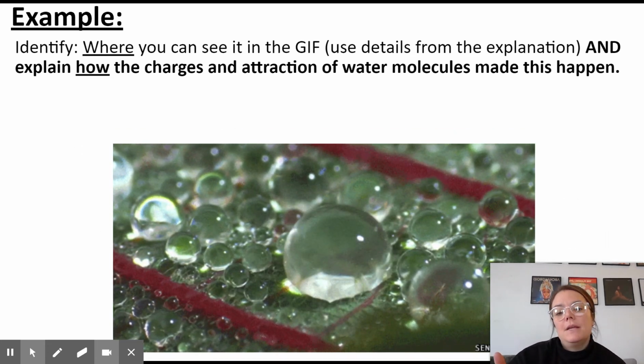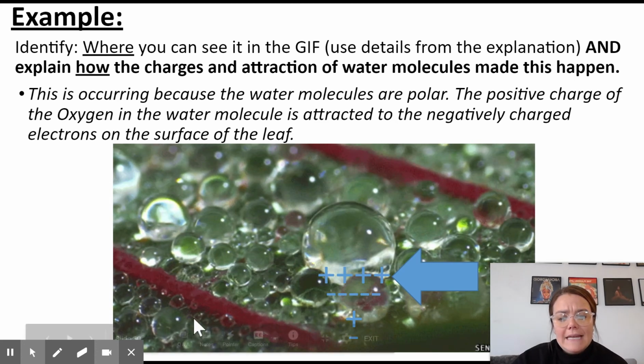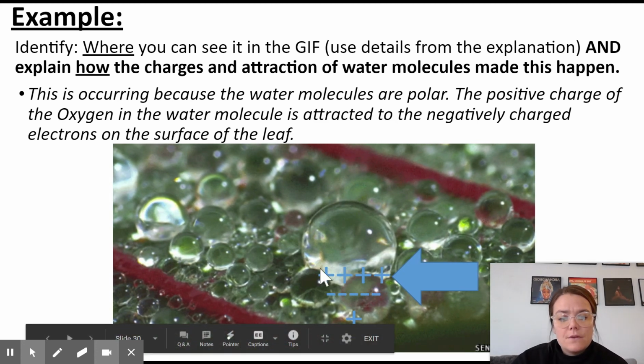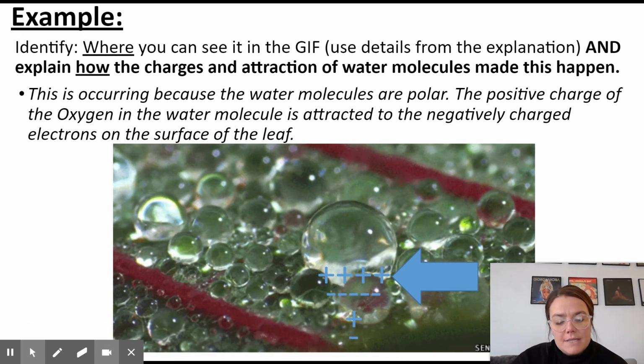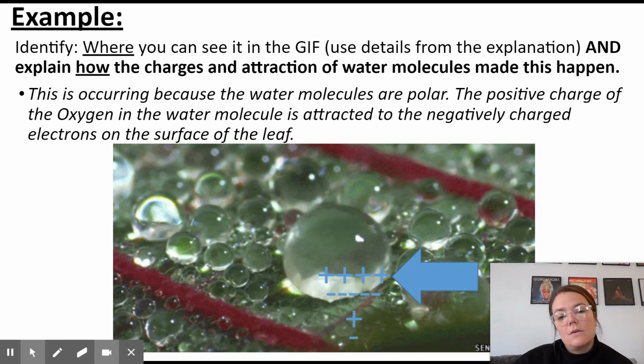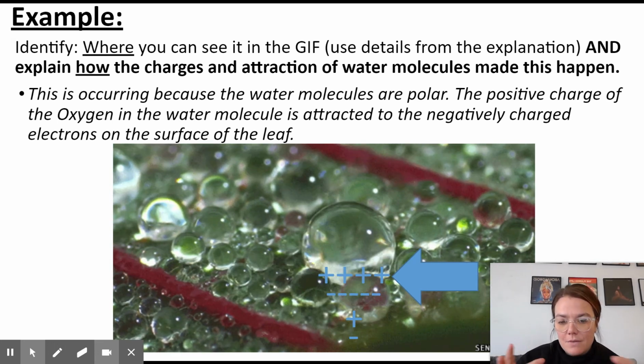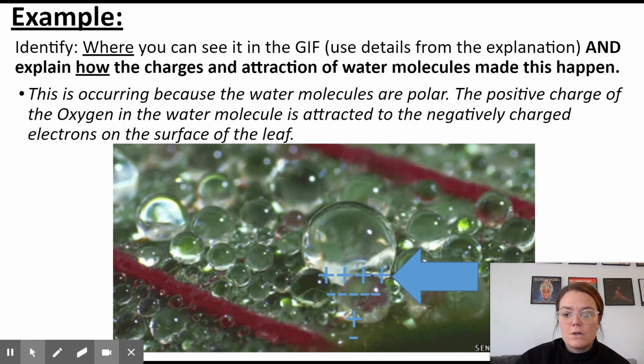think about why that's happening in terms of either polarity or hydrogen bonding or both. So for this case, if we're talking about adhesion, we're going to say that the surface of the leaf must have a charge that the polar water molecule is able to attract to, causing the water droplets to stick to the surface. If you wanted to talk about cohesion, we would talk about the fact that when those droplets got close enough together, hydrogen bonding overtook those separate droplets, and so they were able to kind of morph into a larger water droplet, right?